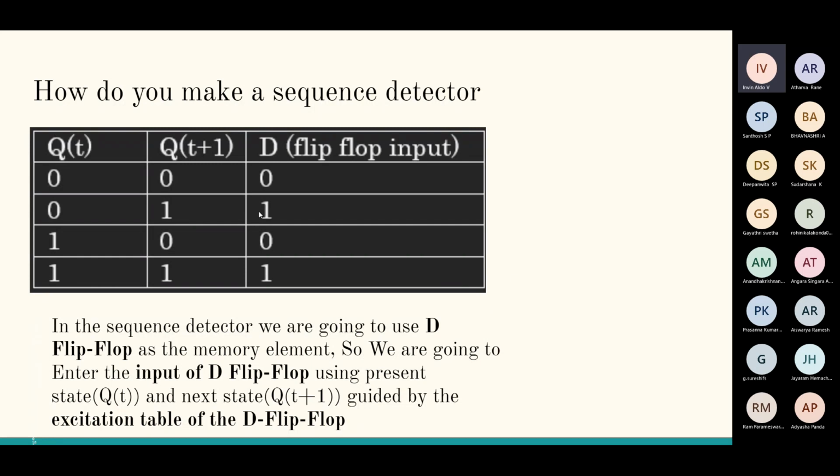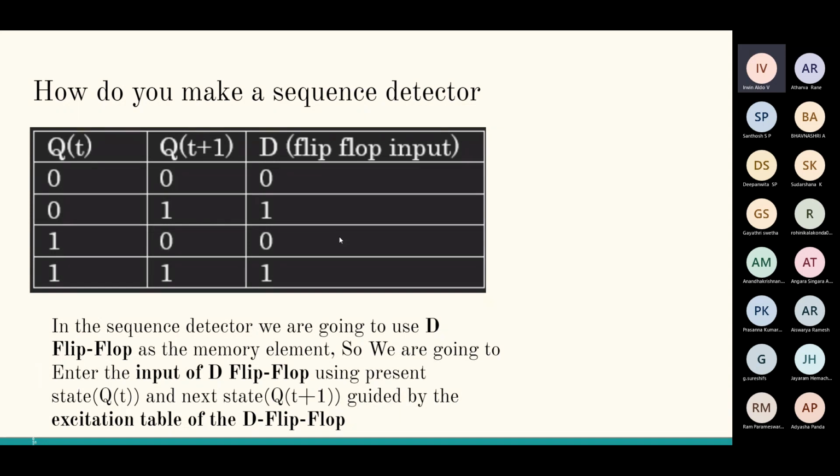The excitation table has the present state value Q of t and the next state value Q of t plus 1, and we guess what input we should give to D so that the transition matches exactly. But remember one easy thing for the D flip-flop: both Q of t plus 1 and D are the same, which is the characteristic of the D flip-flop. The characteristic equation of the D flip-flop is Q of t plus 1 equals D. See, both columns are exactly matching: 0, 0, 1, 1, 0, 0, 1, 1.